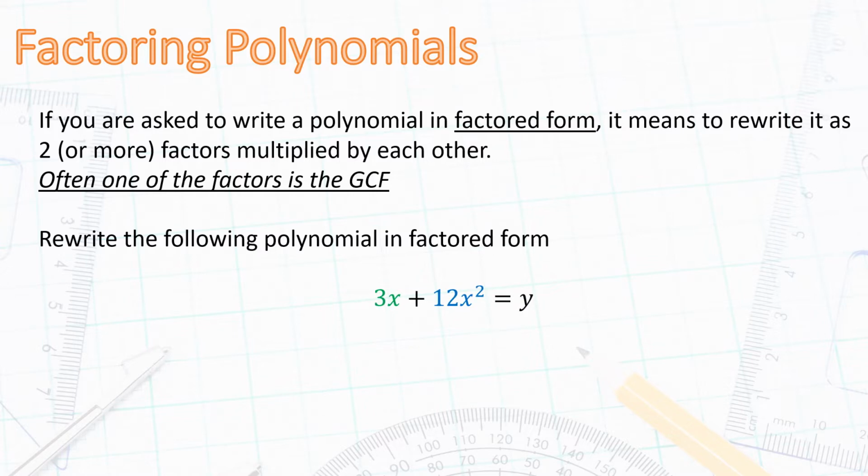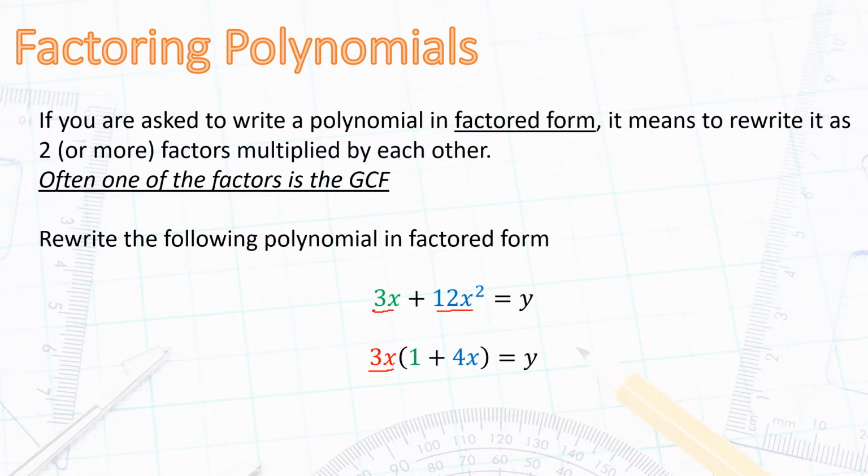So if we've got the polynomial 3x plus 12x squared equals y, and I want to rewrite this in factored form, I would first have to look at it and think, okay, two terms, 3x and 12x squared, what is the GCF, or the greatest common factor, of those two? And you would probably tell me it's 3x. So I take the 3x out. So 3x is factored out.